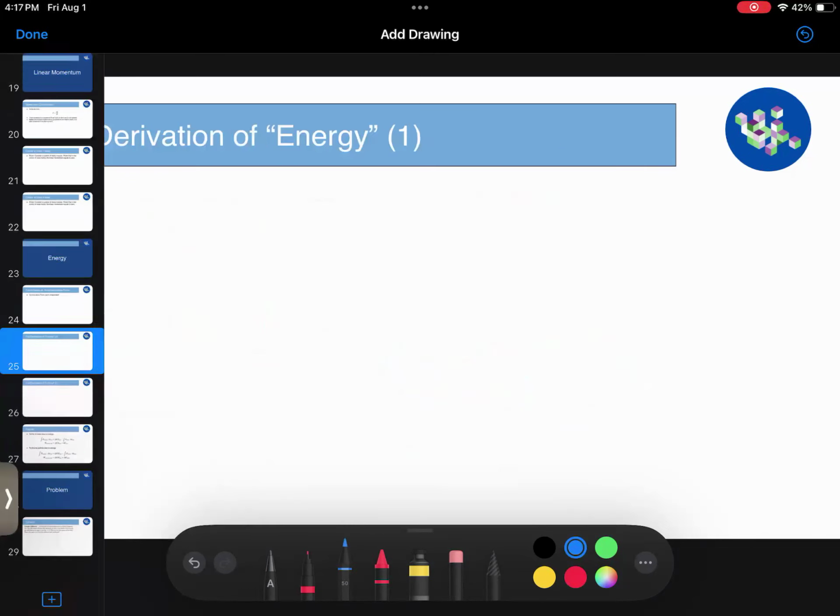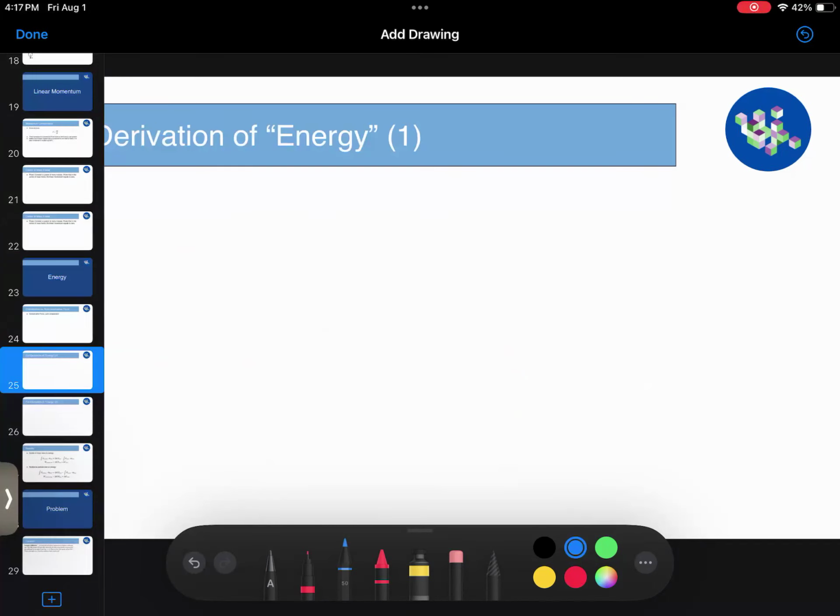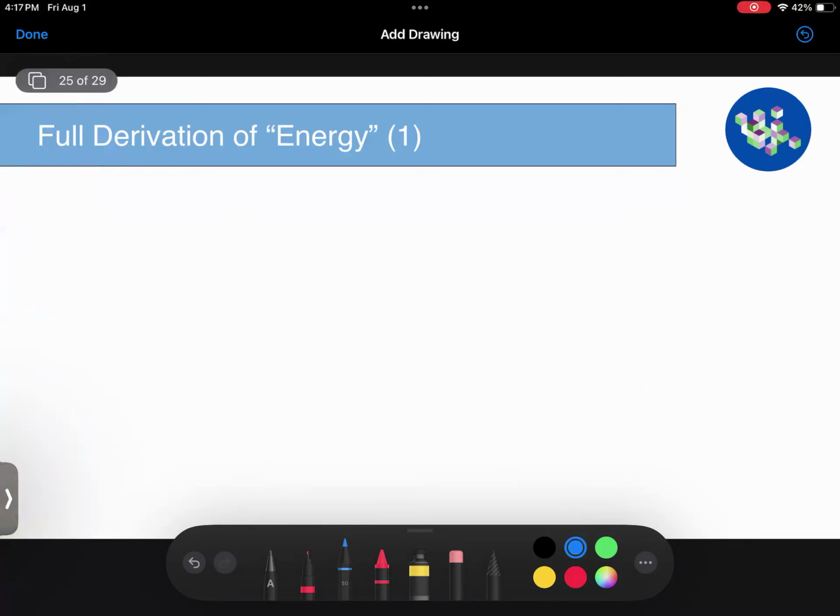I'll give you guys a quick derivation of what energy is. This mindset is really helpful, especially when you're doing something like thermodynamics. It's helpful to keep this mindset in your mind, okay? So now, how do we derive potential energy or kinetic energy, right?